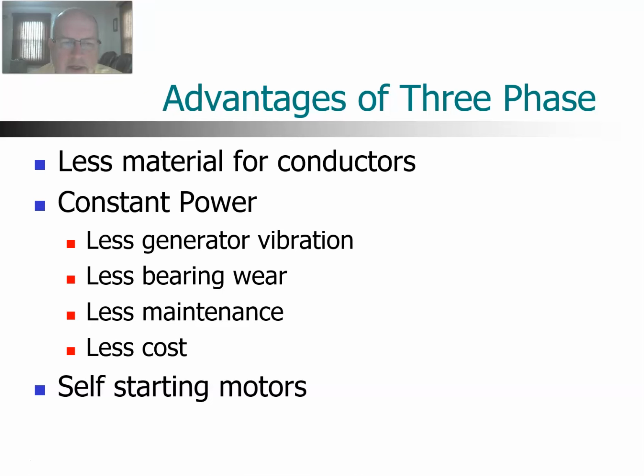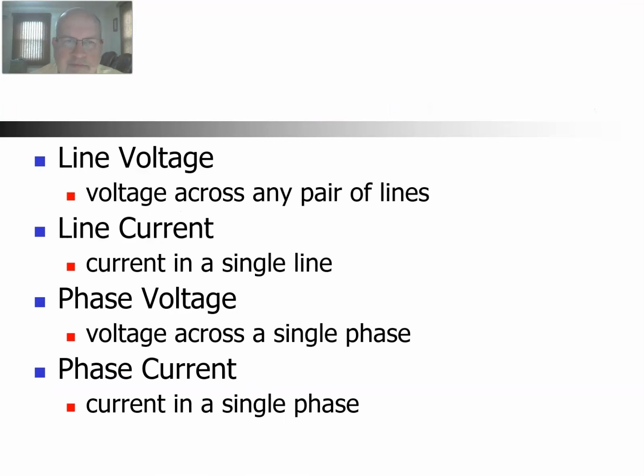And then another thing is when we combine the magnetic fields from the three phases, we get a rotating magnetic field. And that means that our motors are naturally self-starting. A three-phase motor doesn't need any special circuitry to start. A single-phase motor does. So the three-phase is a self-starting motor. So the advantage of the three-phase: less material for conductors in the transmission. Constant power from the generator means less wear and tear because it's not vibrating as much, and they're self-starting motors. Those are the primary reasons why we use three-phase.